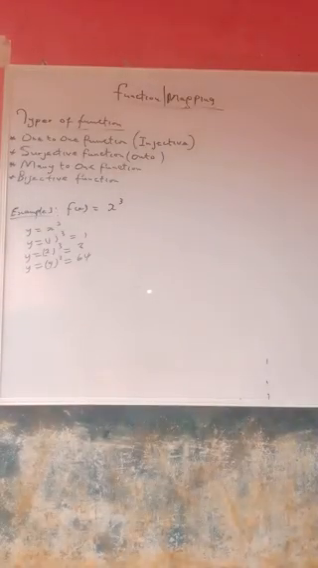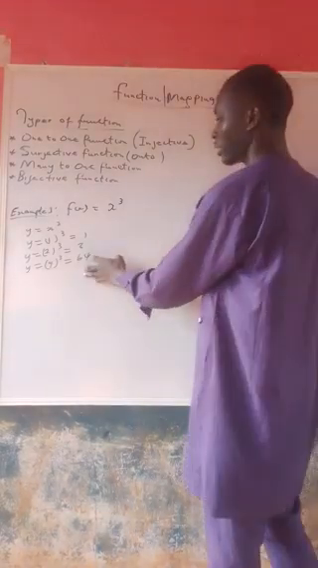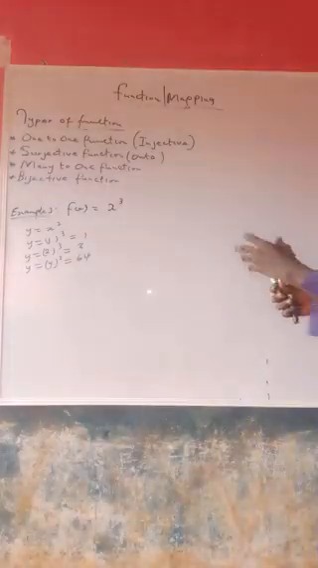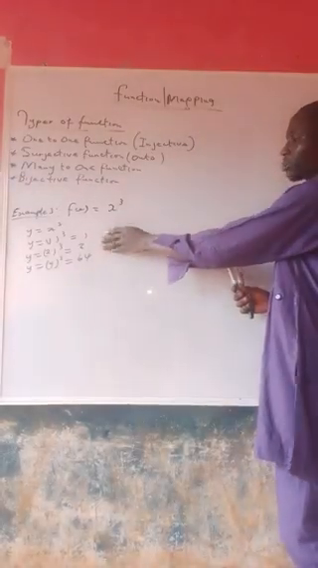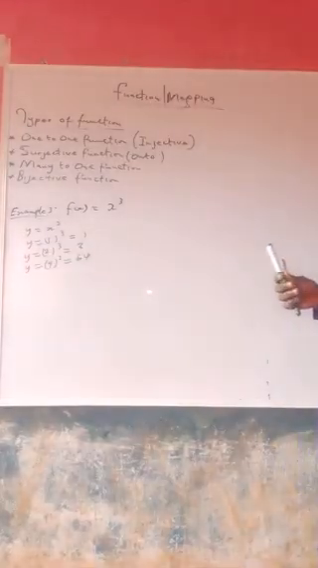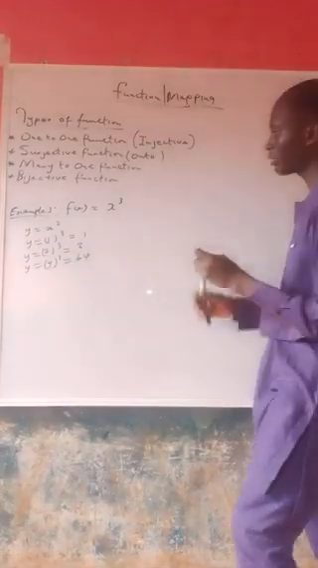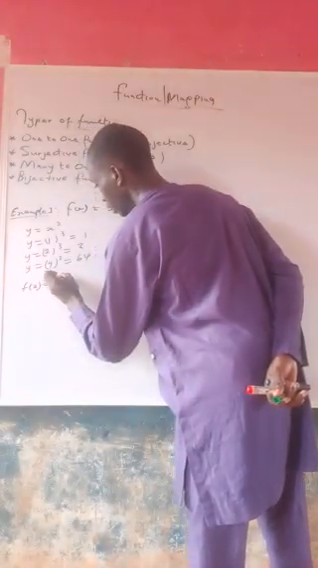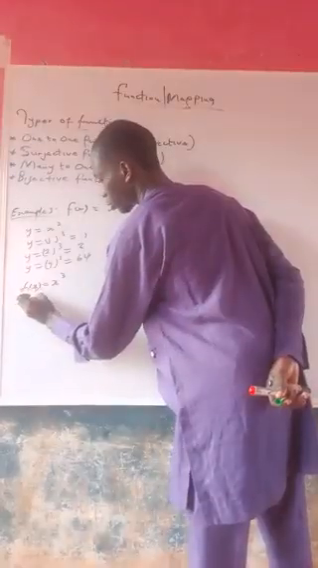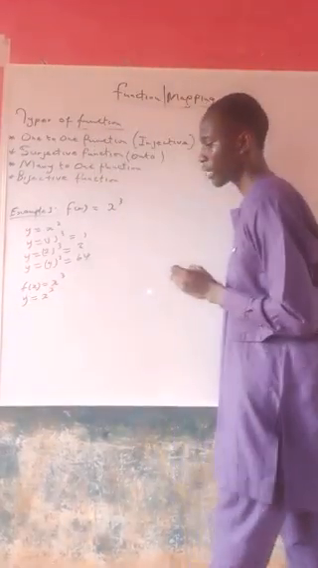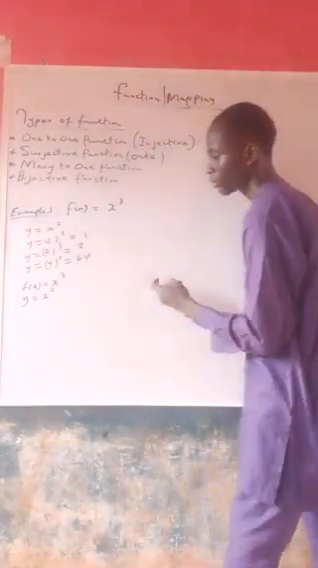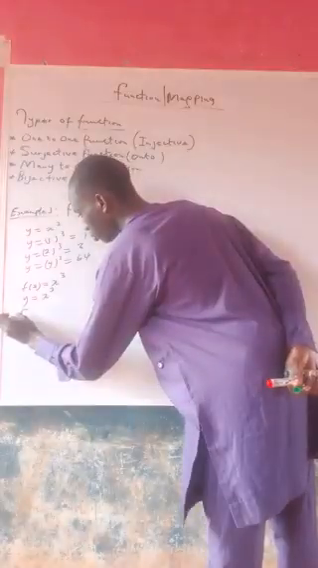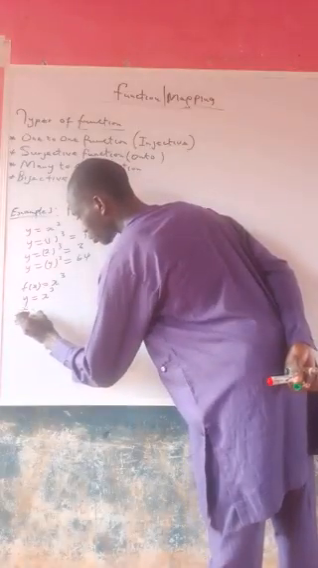But let's check if it is surjective, because for every input we are having another output, a distinct image. That is, we are not having the same output for two inputs. So let's check if this function is also surjective now. This is y equals x to the power of 3. If we look at this, we can find the cube root of both sides. This means that the cube root of y equals x.